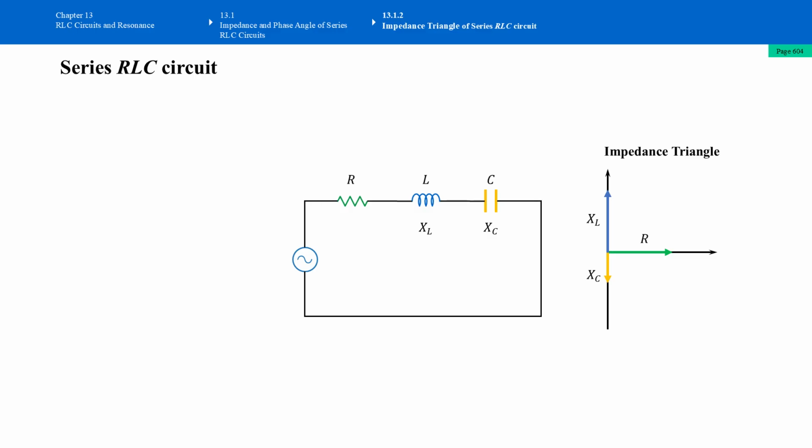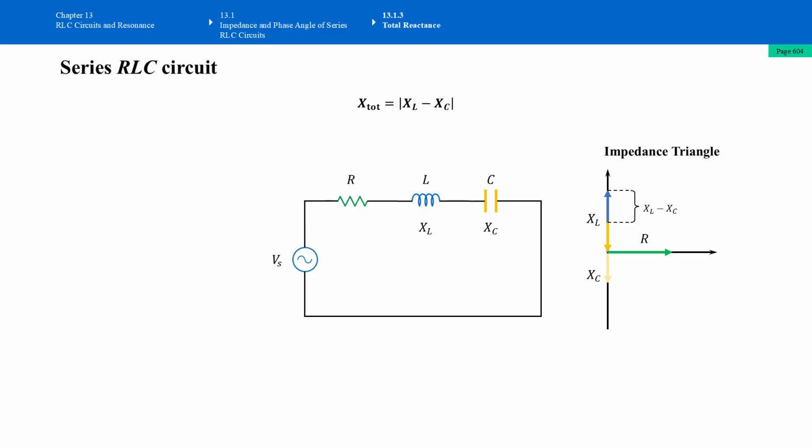Our goal is to find the total reactance of the circuit. Since XL is pointing upward and XC is pointing downward, they point in opposite directions. What we need to do is find the net reactance. We can get this by using one reactance and then subtracting the other one. In this case, XL is larger and XC is smaller, so we can use XL minus XC.